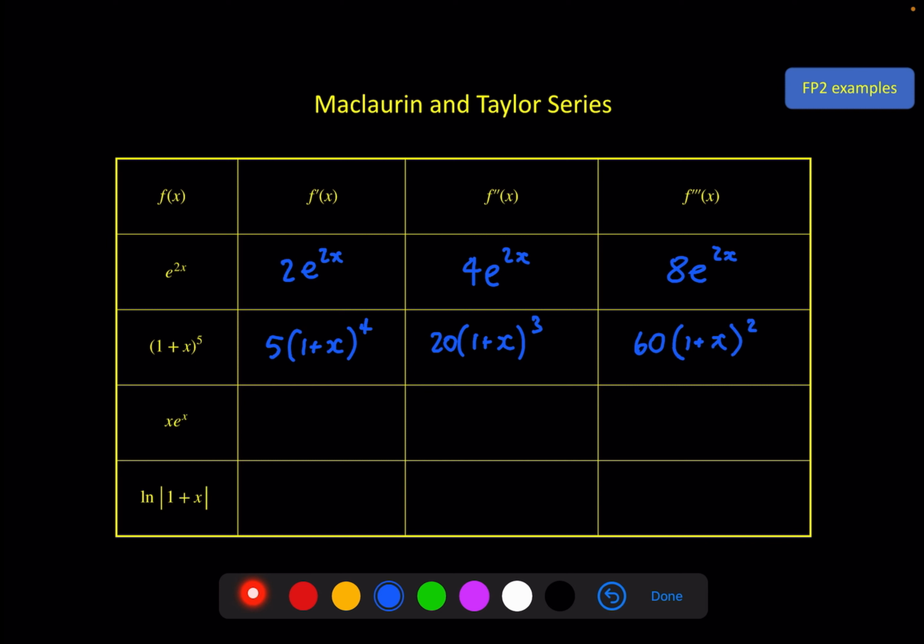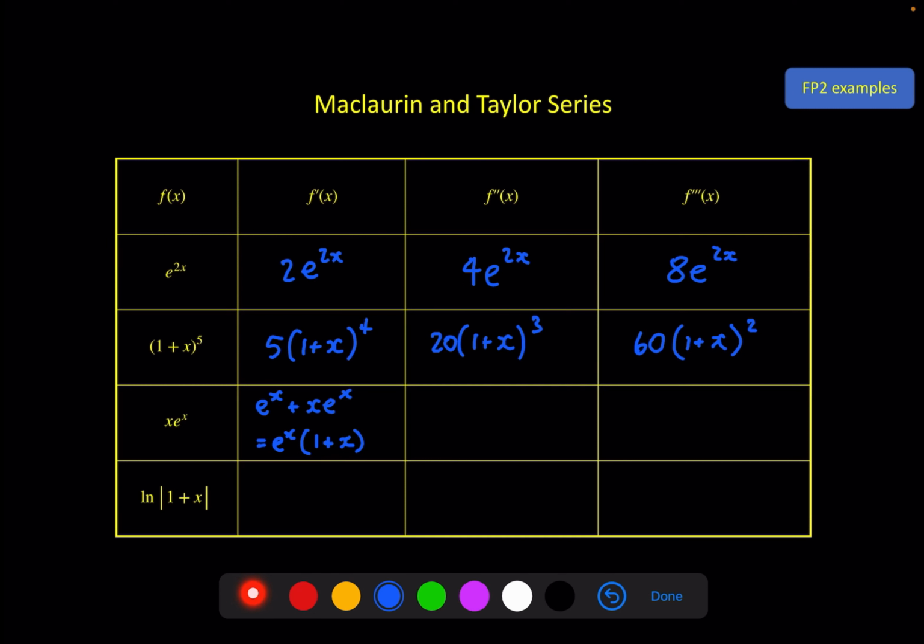x e to the x, we need to employ the product rule. That gives us e to the x if we differentiate x, and x e to the x if we differentiate the e to the x. To help see the pattern that's going to emerge here, I'm going to factorize that at the bottom here and write this.